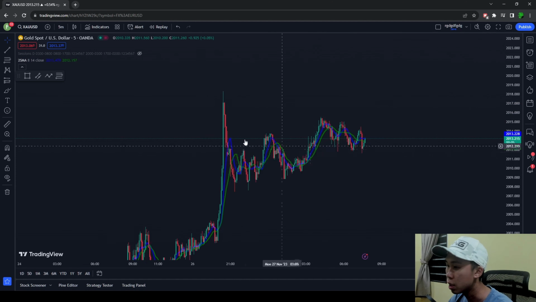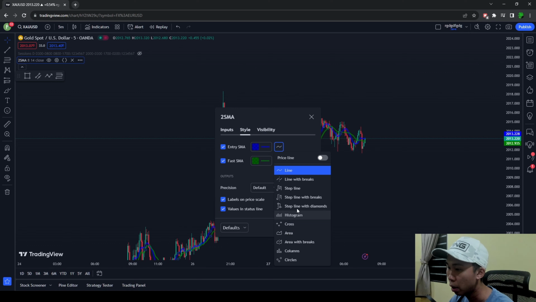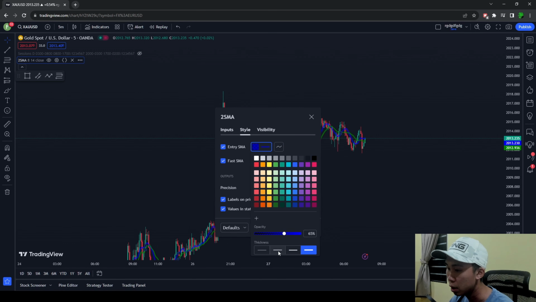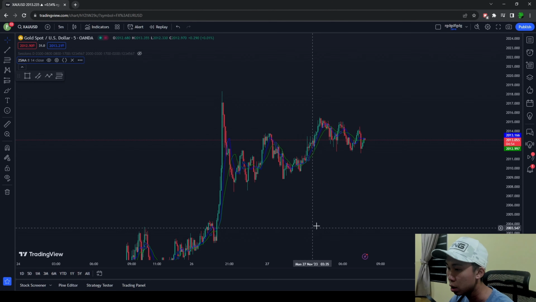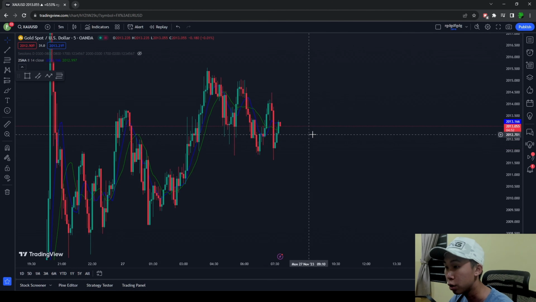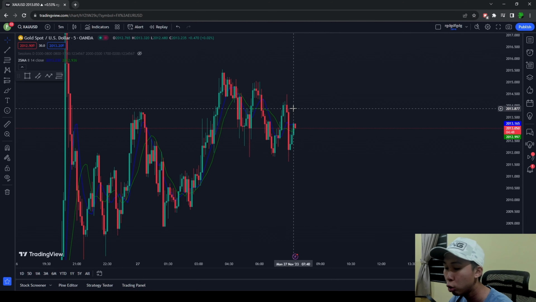So of course we can change the style of it. Let me make it slightly thinner. You can change the size of it here, and of course you can change the color. When the price is above the two moving averages, it is an uptrend. When the price is below the two moving averages, it's a downtrend.